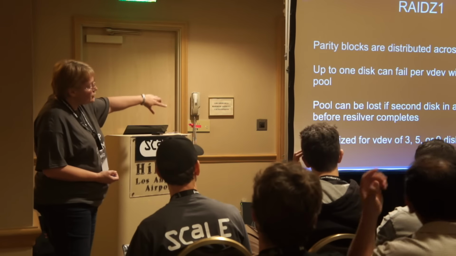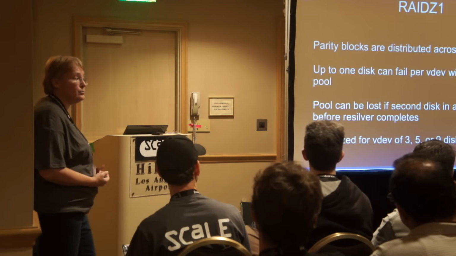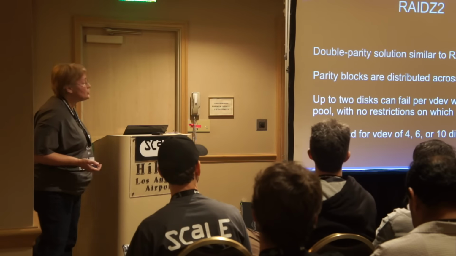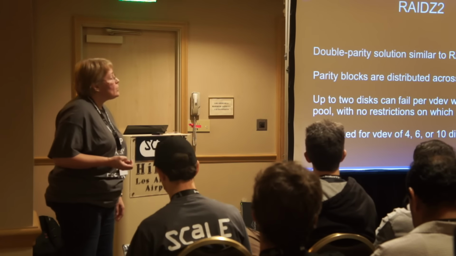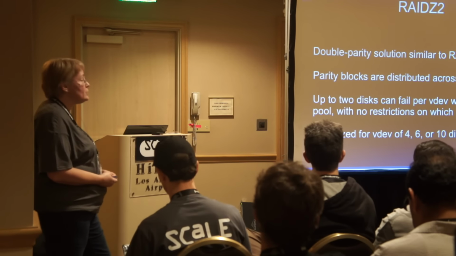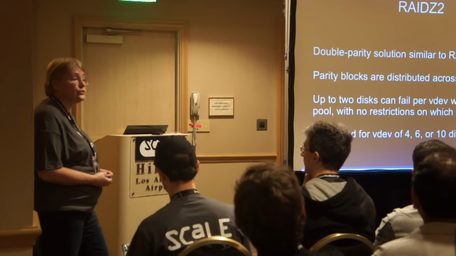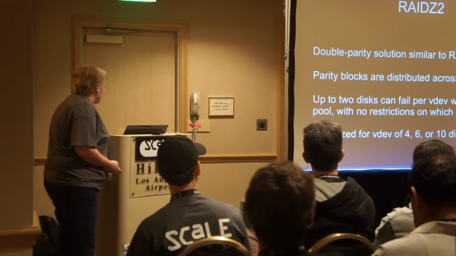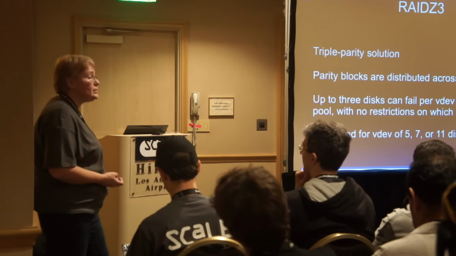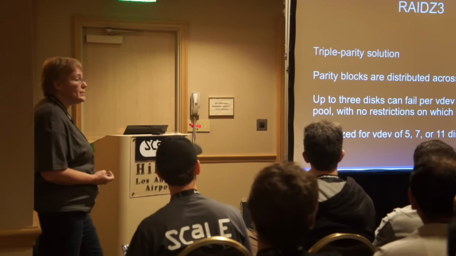ZFS works best in a RAID Z1 if you feed it 3, 5, or 9 disks at a time. That's just a basic rule of thumb that comes out of some of the mathematics of how ZFS works. A RAID Z2 is similar to a RAID 6 because you can lose 2 disks per VDEV without losing your data, and it is optimized for 4, 6, or 10 disks. Right now, the highest level of RAID protection is RAID Z3, where you can lose 3 disks per VDEV, and it is optimized for 5, 7, or 11 disks.